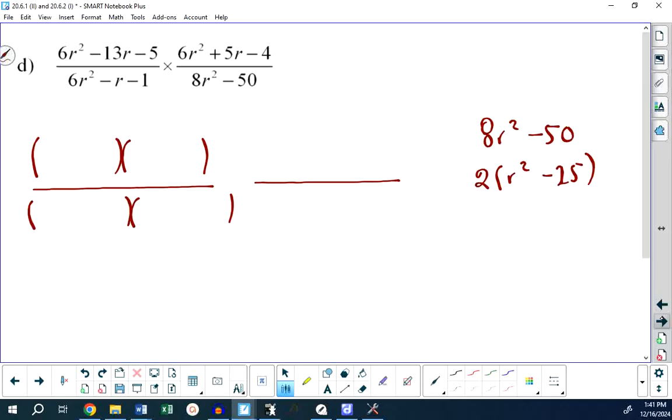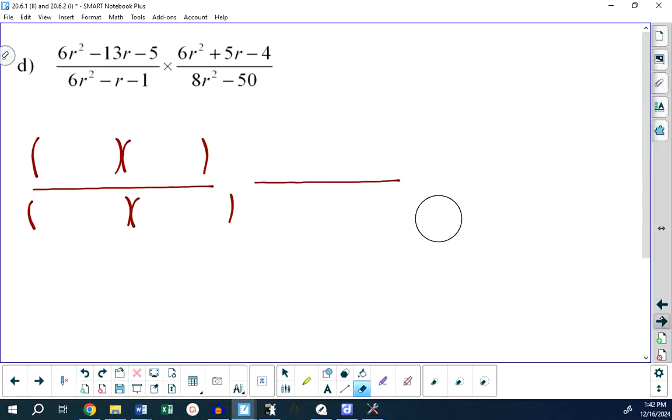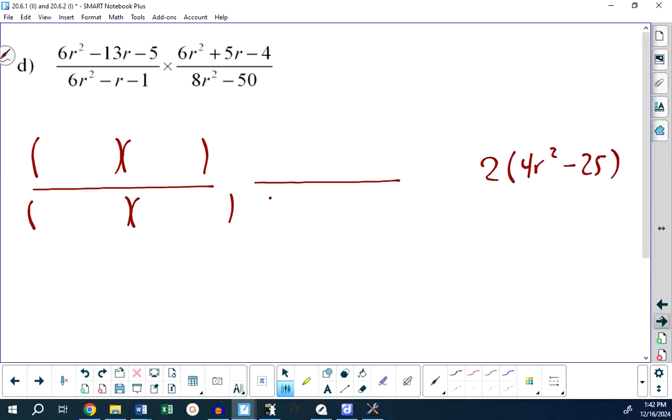And I'm doing it on the side because, let me put myself in your shoes. Let's say you go, I'm going to factor that first, and you take a 2 out, and you go 4r squared minus 25, and then you go, oh, that's a difference of squares. Do you want to rewrite the whole thing a second time just to do that difference of squares? Probably not. So maybe you want to do this in one shot. So when we take the 2 out of the 8r squared, we get 4r squared, and then minus 25. That's a difference of squares. 2r plus 5, 2r minus 5.